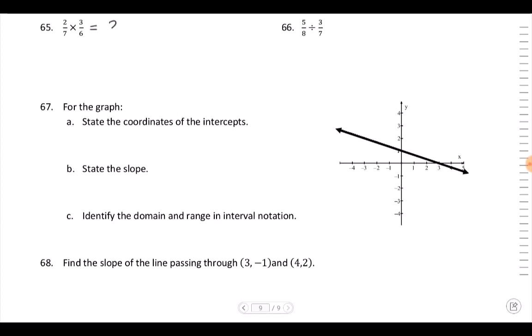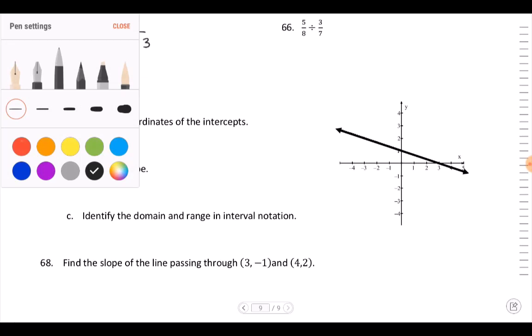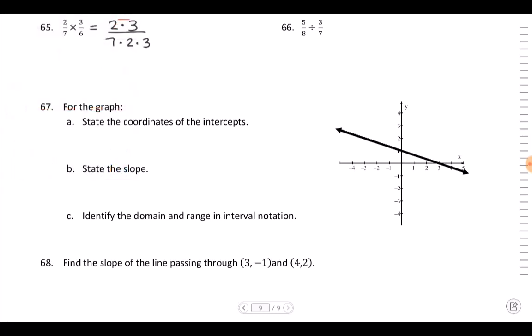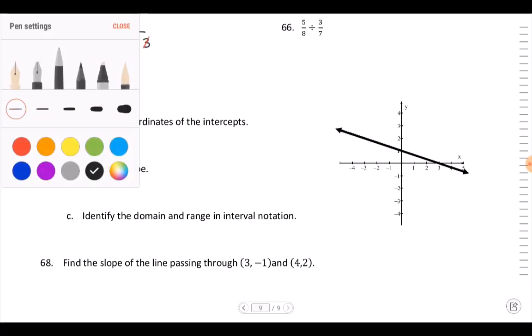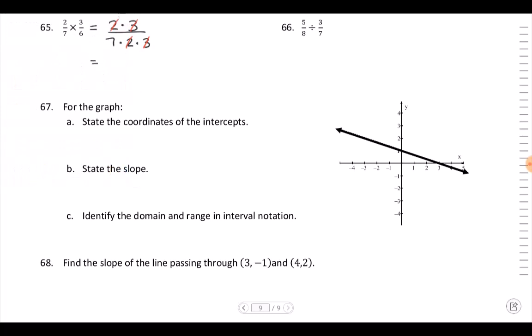So I would write this as 2 times 3 over 7 times, and 6 I can write as 2 times 3, right? Now if I do that, this is like the fun part. I can cancel a 2 and a 2, which divides to equal 1. And a 3 and a 3 also divides to equal 1. So what do I have remaining? On the top, I have a 1 times a 1, which is 1. And then 7 times 1, which is 7. So my final answer would be 1/7.